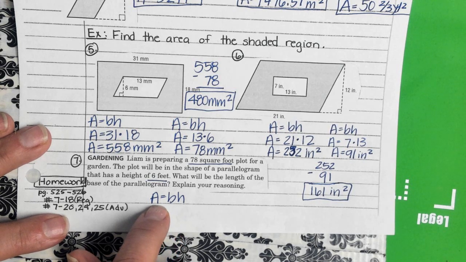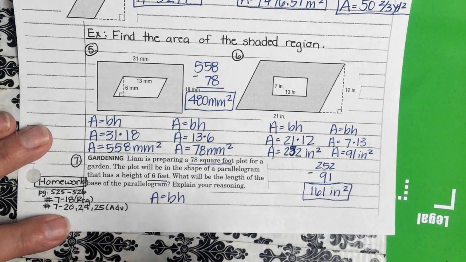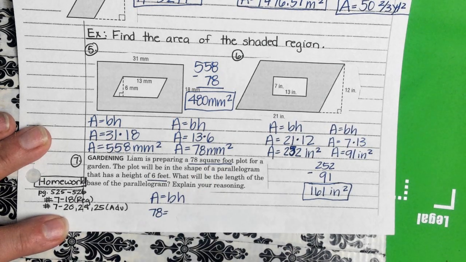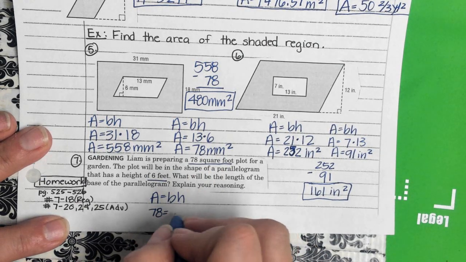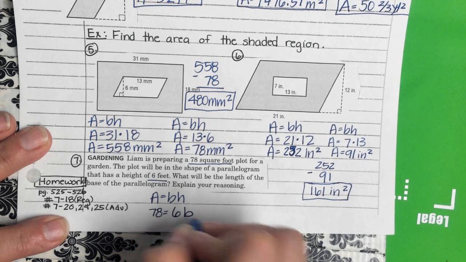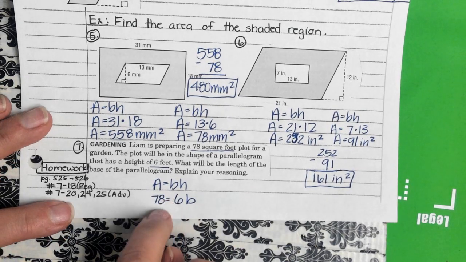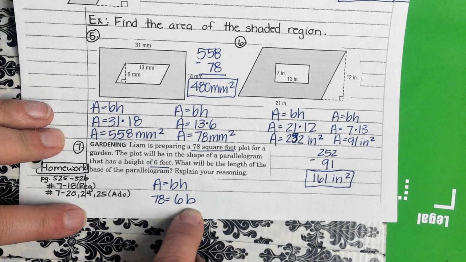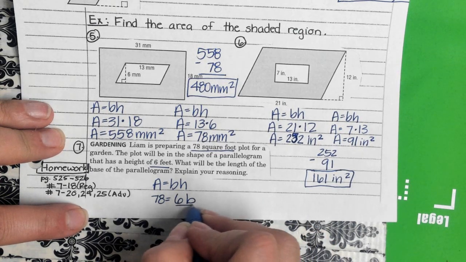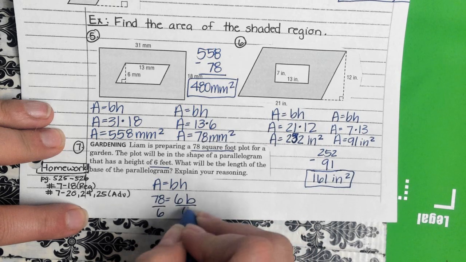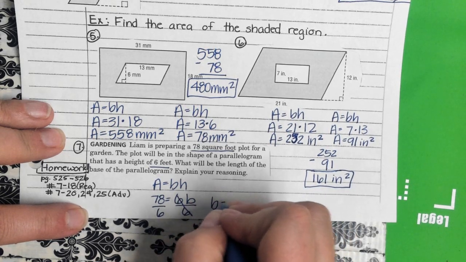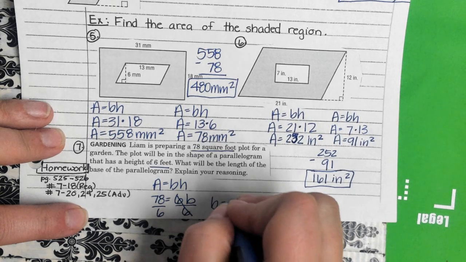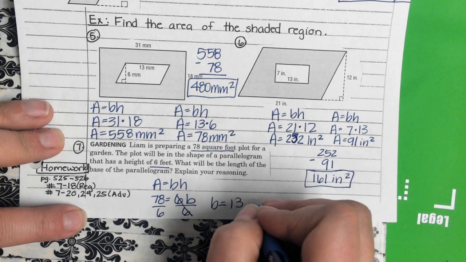So we're going to plug in what we know. We know the area is 78. Do we know the base? No. We know the height is 6. So I'm going to call that 6 times b, which is 6b. So for a multiplication equation, how do I undo it? By division. So I'm going to divide both sides by 6. So our base is equal to 13, and that is feet.